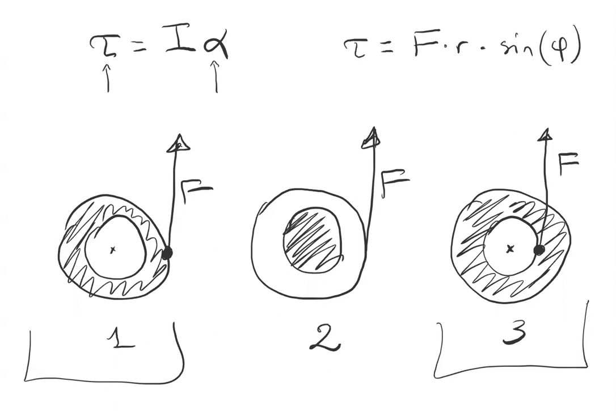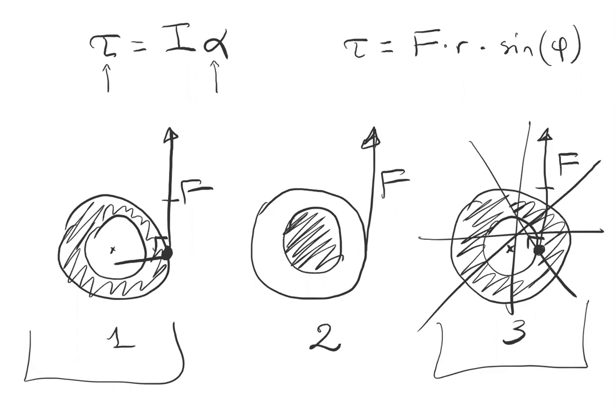I have the same force in both cases. I have the same 90-degree angle in both cases. But for disk 1, this force is further away. So disk 1 will experience more torque. Therefore, disk 1 would be easier to rotate. So disk 1 beats disk 3.